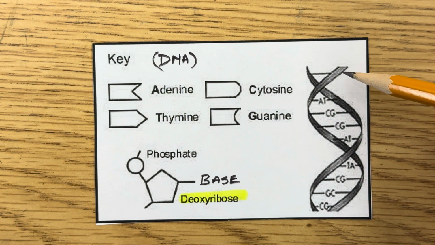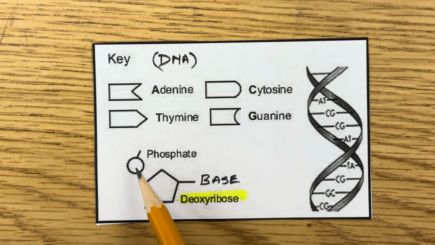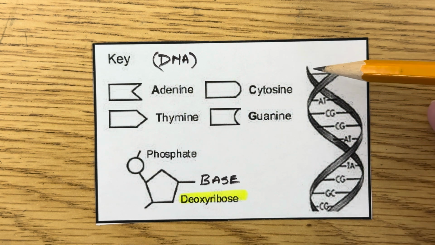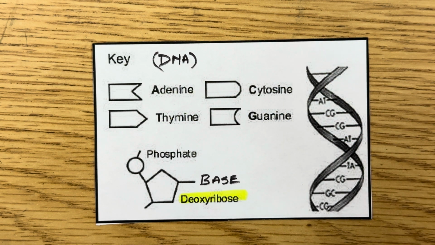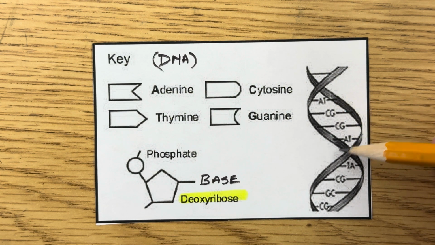The backbone of the DNA is made up of sugars and phosphates. So here's the pattern here: phosphate, sugar, phosphate, sugar, phosphate, sugar. That makes up the left side of the ladder. The right side of the ladder is also made up of sugars and phosphates. In between the rungs of the ladder here are the bases.